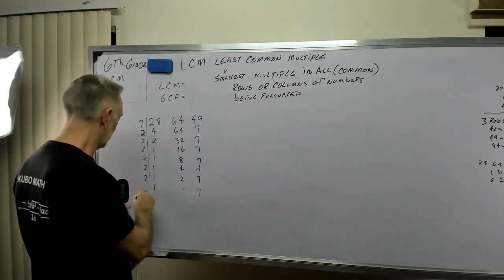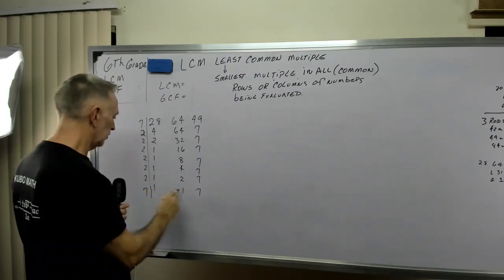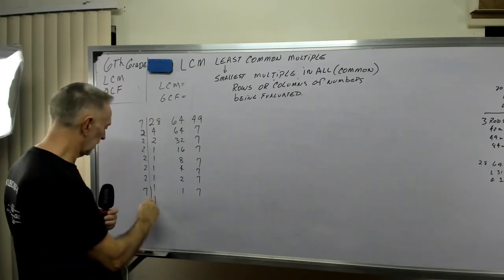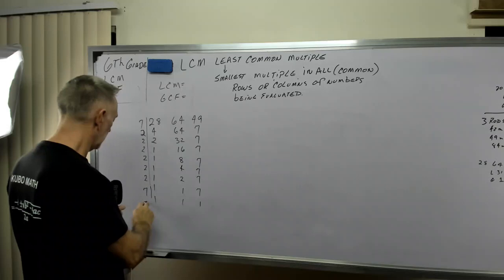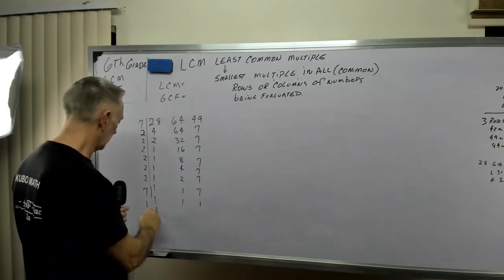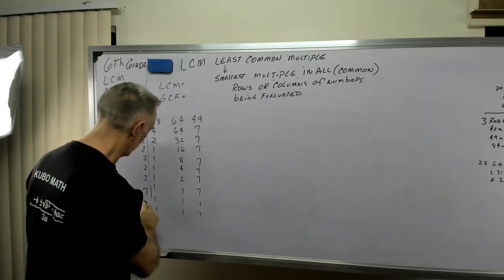Bring the 7 down. Now I'm going to do a 7. So bring the 1 down. Bring the 1 down. 7 divided by 7 is 1. And now 1 divided by 1 is 1, 1, and 1. So I have a 1 here.